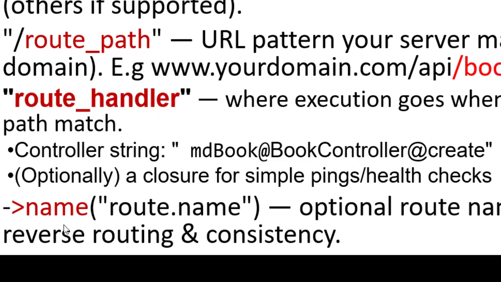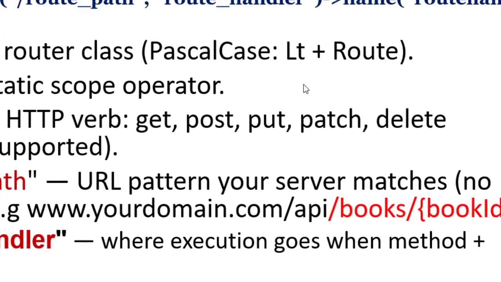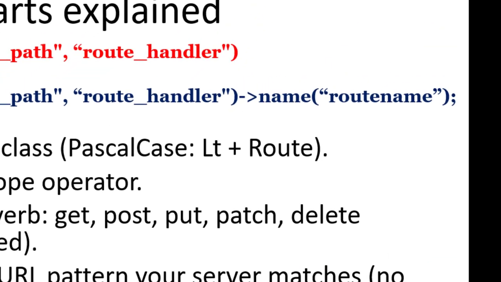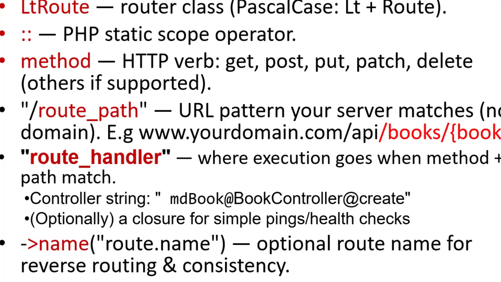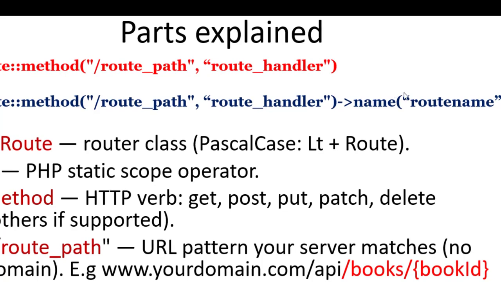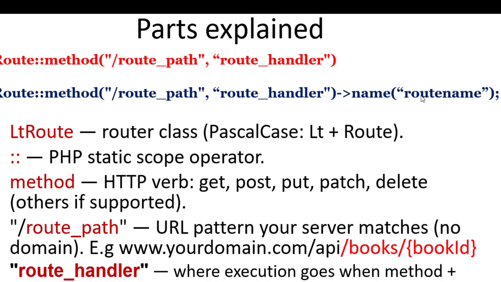The last one is the naming method, which is optional here. It's an optional route name for routing and consistency. So if you add this name here, it's going to name this route path, so you can use the route name anywhere from another page.